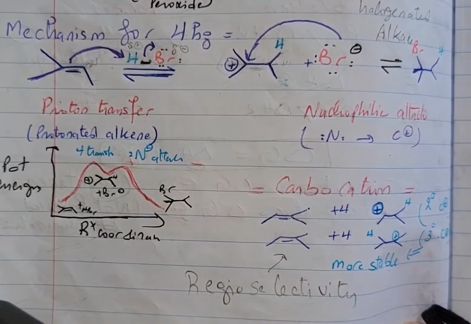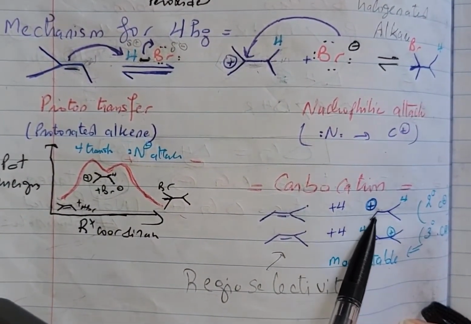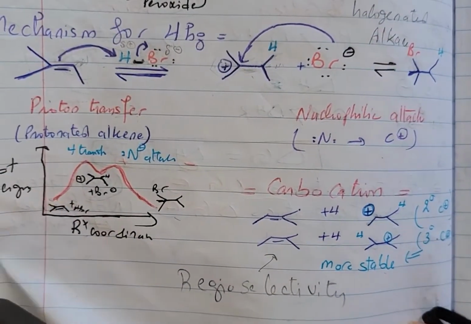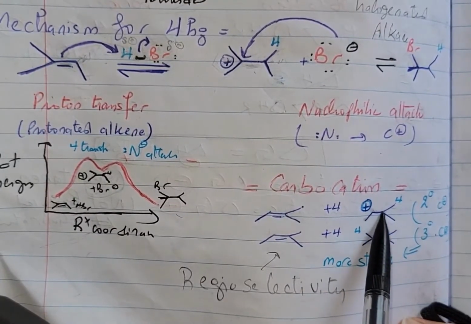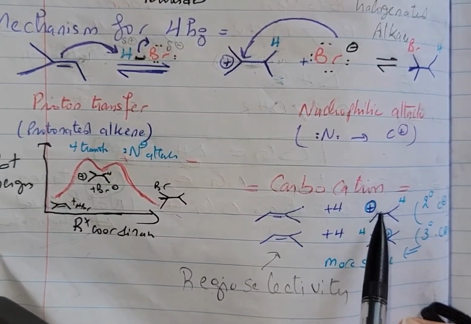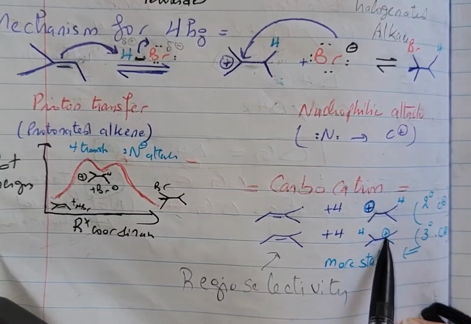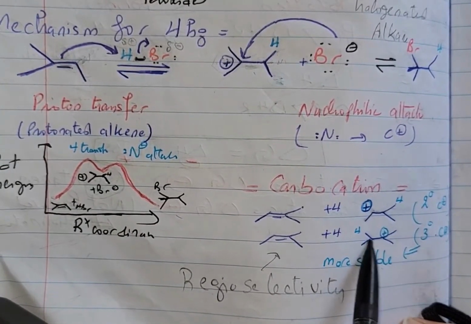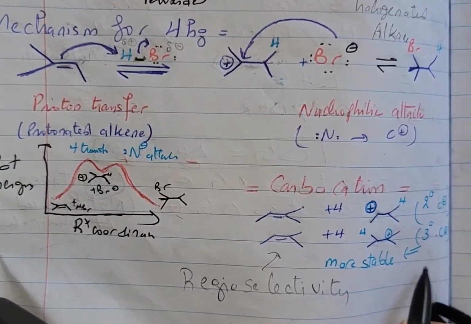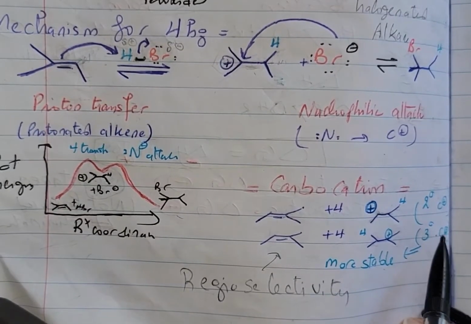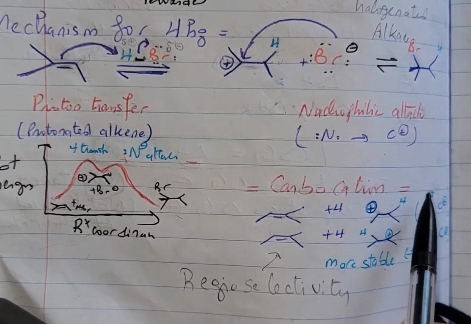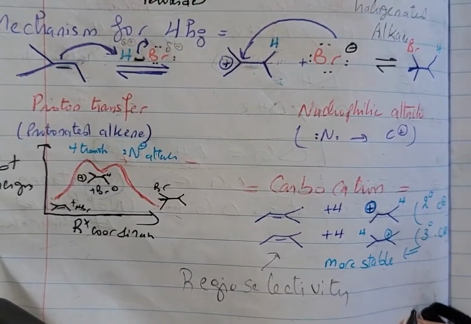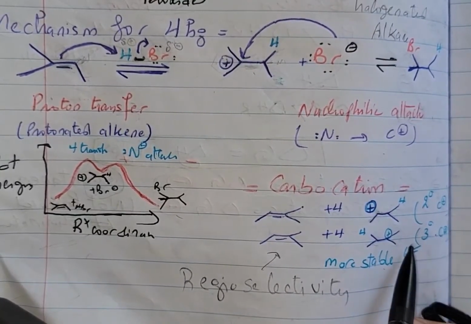So here for carbocations, we have the primary, here we have a secondary carbocation because we have 1 bond and 1 bond, so it's a secondary carbocation. And here we have a tertiary carbocation, 1, 2, 3. So as we know, the tertiary carbocation is very stable. It's more stable than the secondary carbocation and more stable than the primary carbocation.